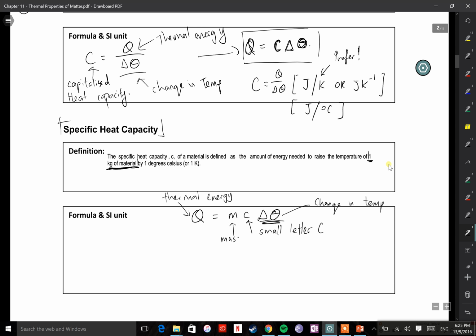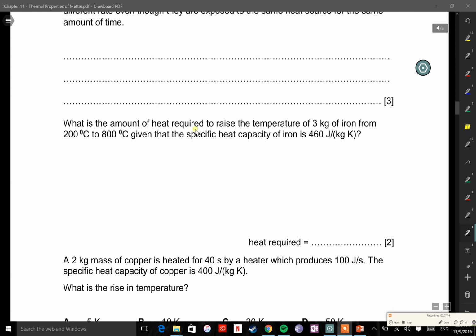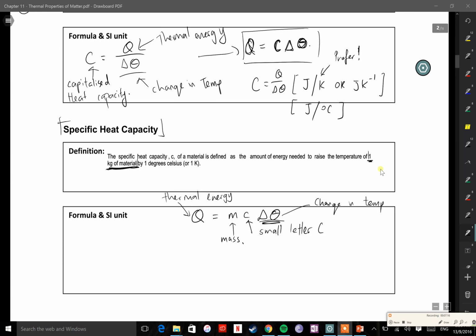Because if we know the specific capacity of 1 kg of water, and I want to find the thermal energy required to raise the water by 10 degrees Celsius, the mass will be 4 kg, because we are dealing with 4 kg of water right now. We are no longer dealing with one. Later on we'll be doing questions, then you'll see for yourself the difference between heat capacity and specific capacity. So don't worry about it now.